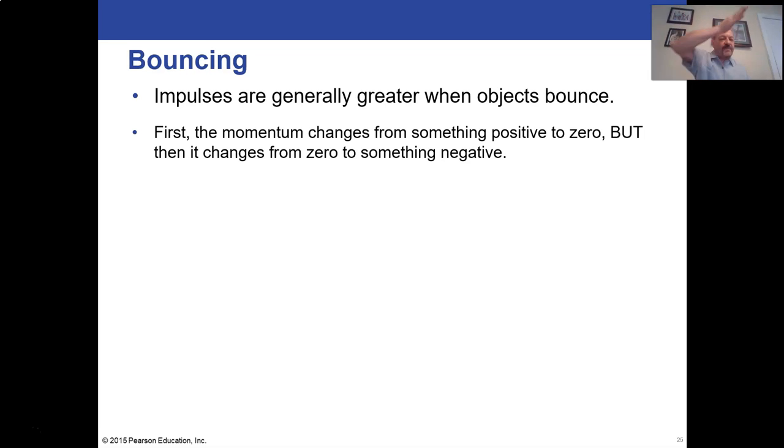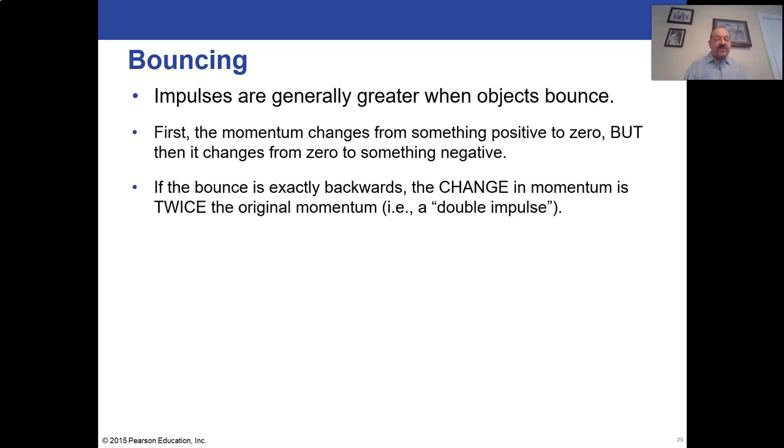Now, not all bounces are perfect. They might be at an angle, so it's a little bit less. But the fact is, any bouncing activity is a big change in momentum because you're changing direction. And as a result, you can use that bouncing for certain things that I'll show you in another slide here. But the momentum changes from positive to zero and then changes from zero to negative. That's a much bigger change in momentum, a much bigger impulse. So if it's exactly a backwards bounce, your change in momentum is twice the original momentum.